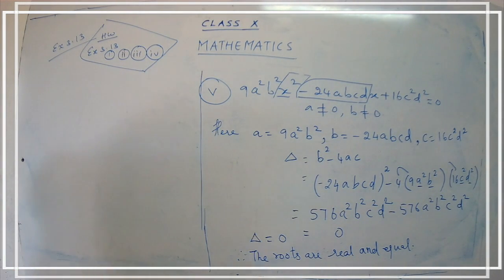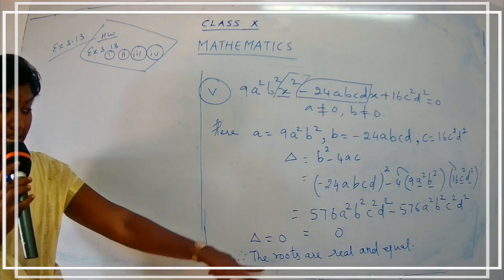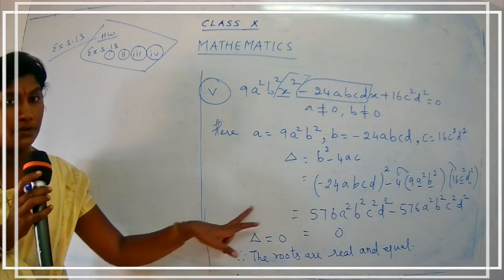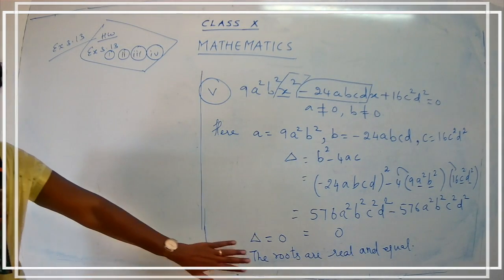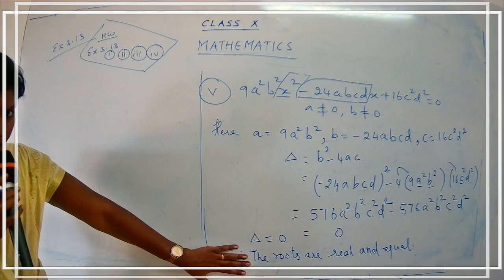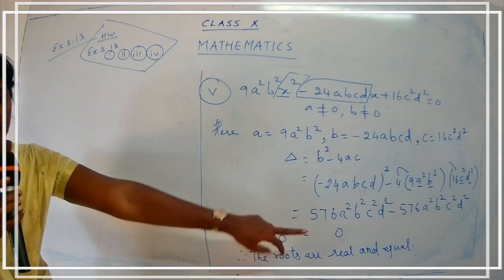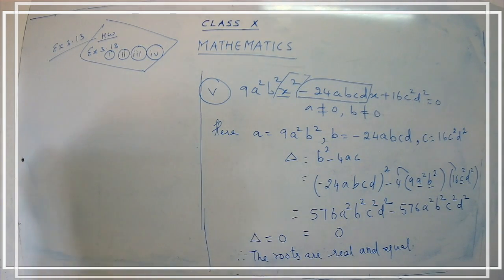What is the question? Find the values. That means you may have a single value or you may have more than a single value for which the roots of the following equations are real and equal. So they have given you a condition that the roots are real and equal. The roots are real and equal when delta is equal to 0. So this is the condition given to you. They are saying to find the value of k if the roots are real and equal. So let's take on the question.